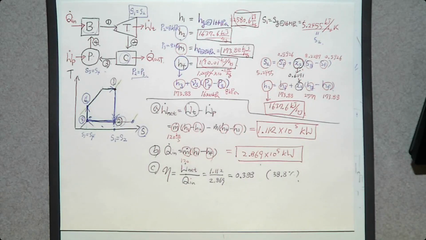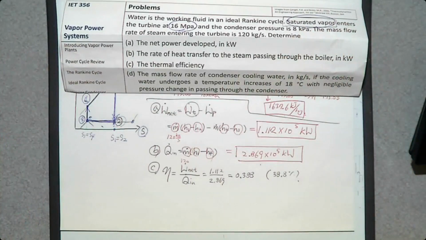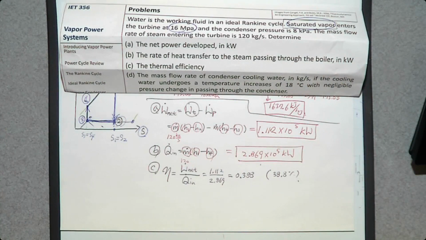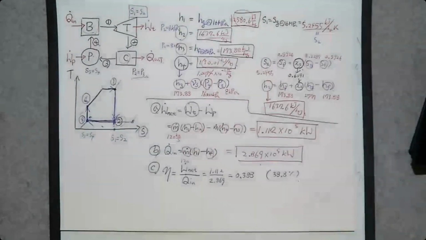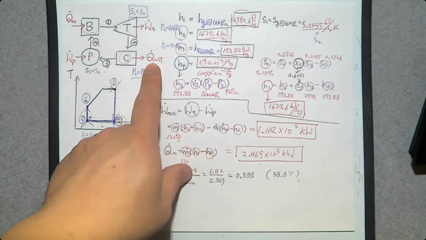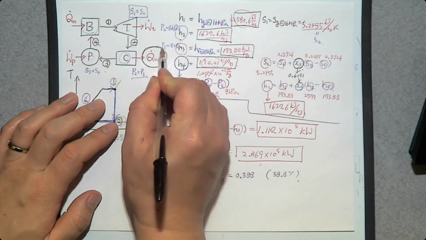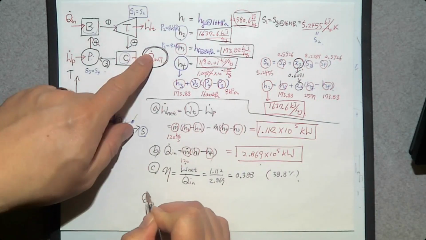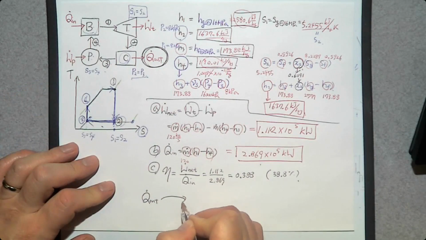The last one is a little bit tricky. It says, what is the mass flow rate of the condenser cooling water, if the cooling water undergoes a temperature rise of 18 degrees Celsius? So this Q dot out, the heat rejection from the Rankine cycle, should be absorbed by the cooling water, right? So this Q dot out actually goes into cooling water.